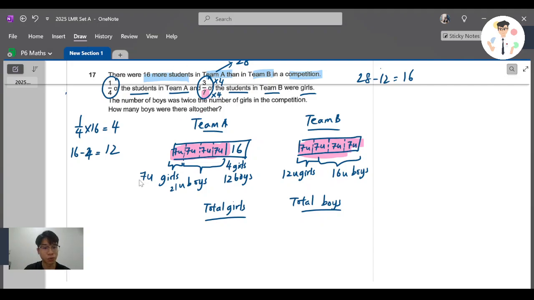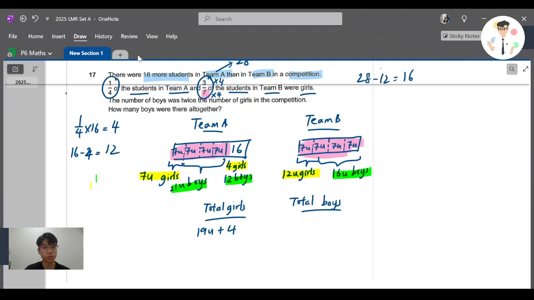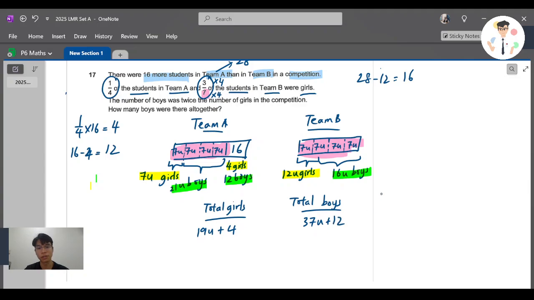So for girls, let me just put a yellow color. 7 units girls. For girls, 12 units girls. So 7 plus 12 units is what? 19 units. And I have 4 girls, so plus 4. Again, this is units. This is the exact number, so you can't add them together, okay? How about boys? Let's try to use a green color. 21 units, 12 boys, 16 units boys. So 21 units plus 16 units is actually equal to what? It's actually equal to 37 units boys. And of course, I have 12 boys here.